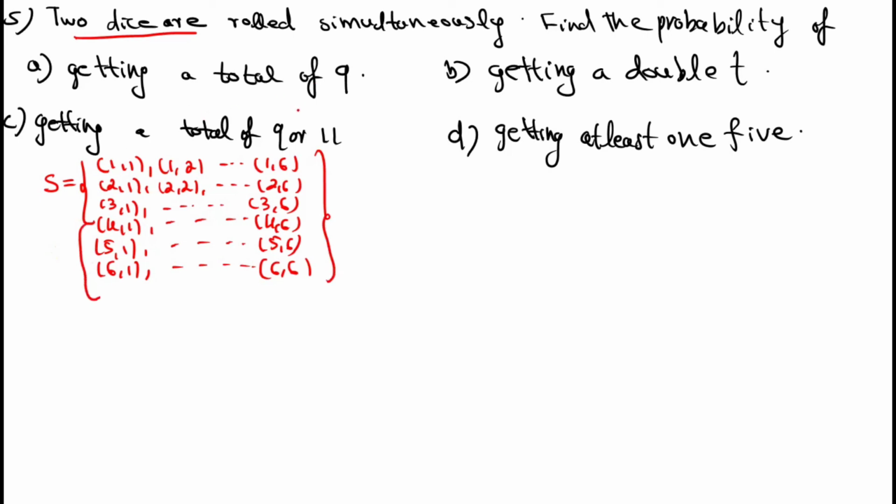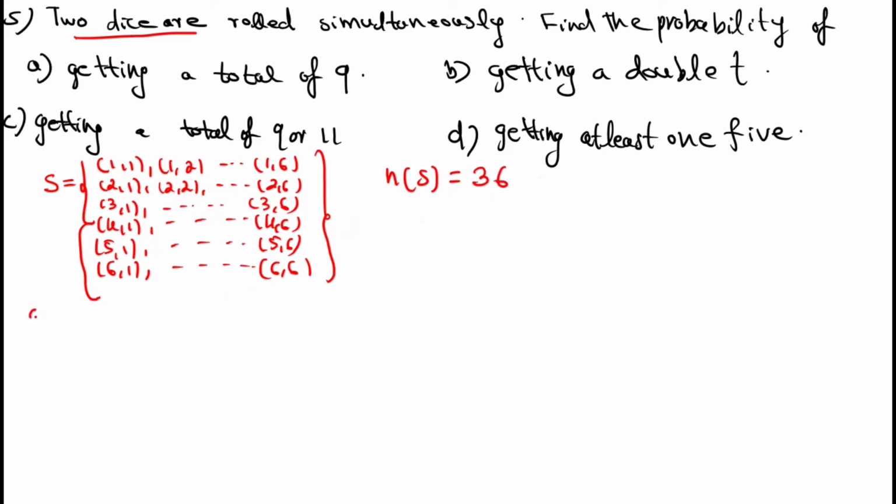Two dice are rolled simultaneously. Now check, n(S) is equal to how much? n(S) is equal to the total number of outcomes in the sample space. Total 6 times 6, that is equal to 36, or you can count, you will get 36.